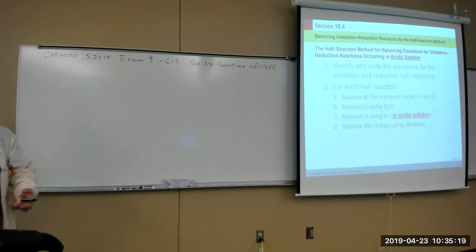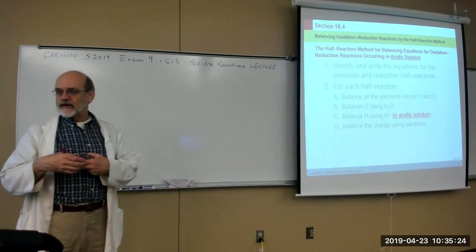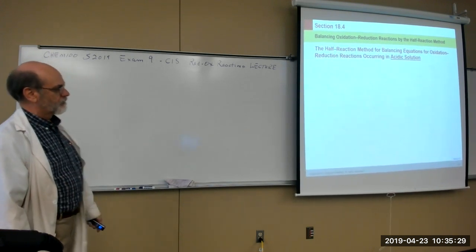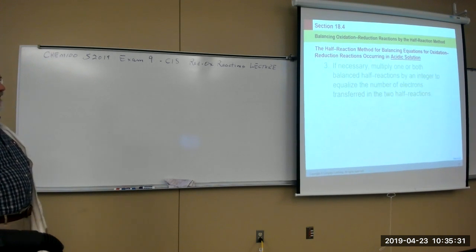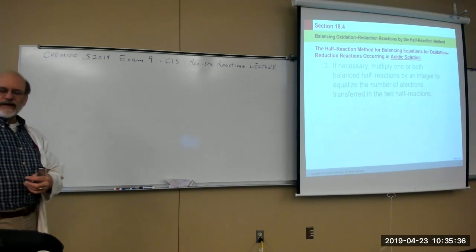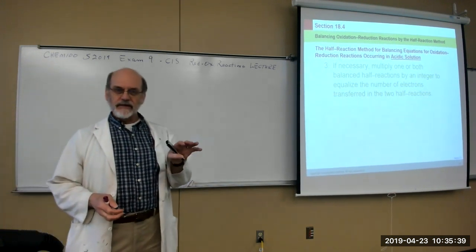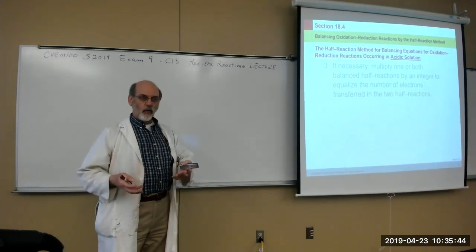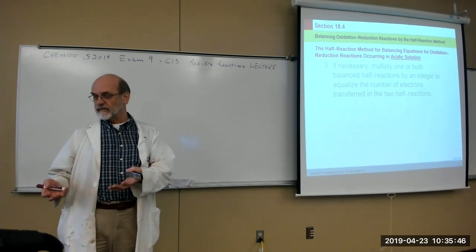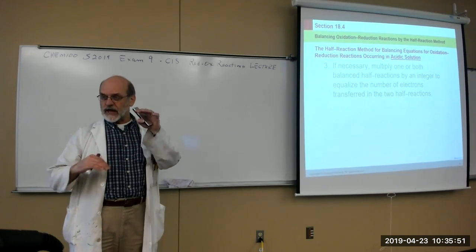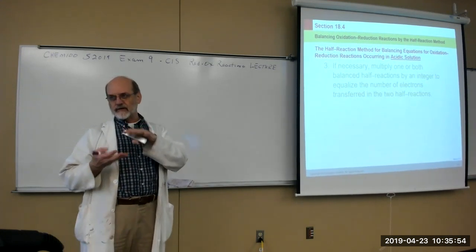Then you balance the electrons after you've reached that point. You add electrons on whichever side is appropriate for oxidation or reduction. Then when you bring the equations back together, you might not have the same number of electrons in the oxidation as the reduction. So you multiply one or both of them by some value so that you end up with the same number of electrons transferred in each half reaction. Then you can add them back together.